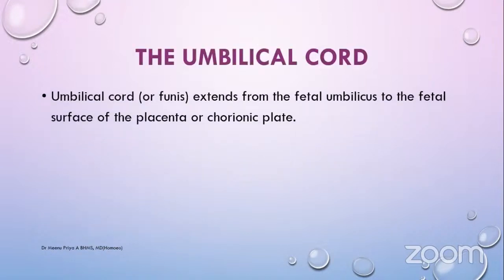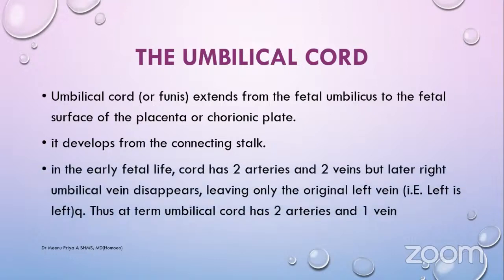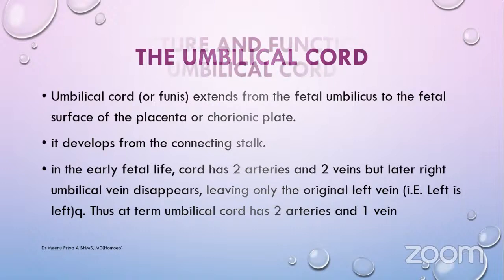Umbilical cord. The umbilical cord extends from the fetal umbilicus to the fetal surface of placenta or chorionic plate. Now it develops from the connecting stalk. In early fetal life, cord has 2 arteries and 2 veins. But later, right umbilical vein disappears, leaving only the original left vein remaining. Thus a term umbilical cord has 2 arteries and 1 vein. So always remember there are 2 umbilical arteries and 1 umbilical vein.